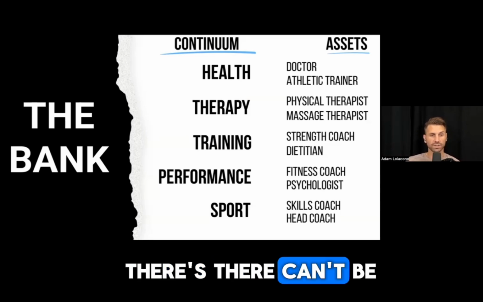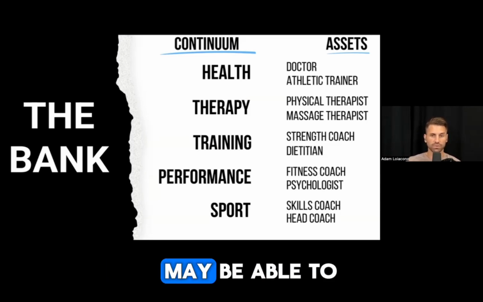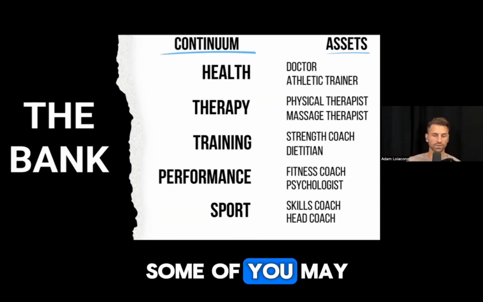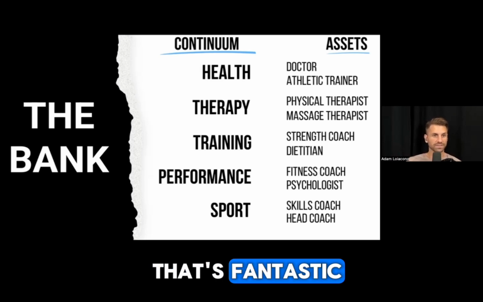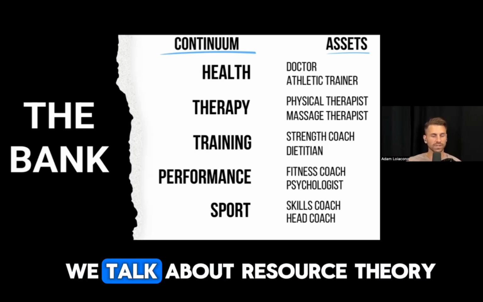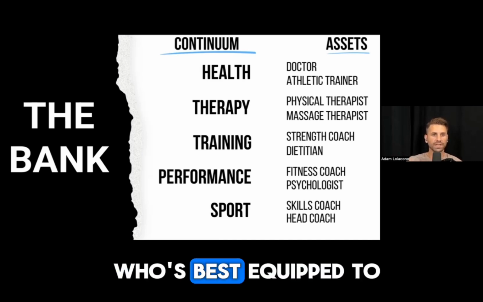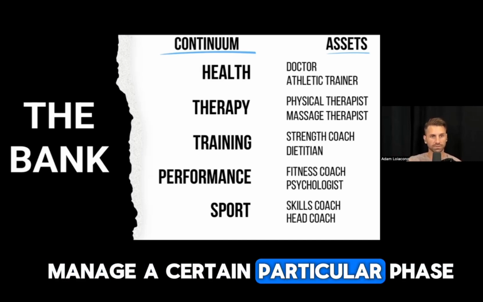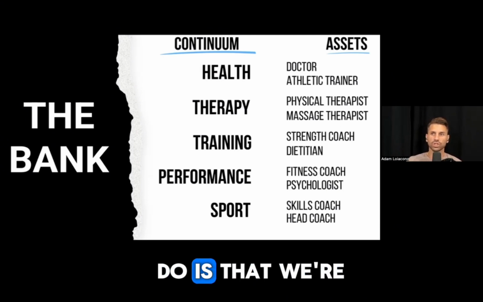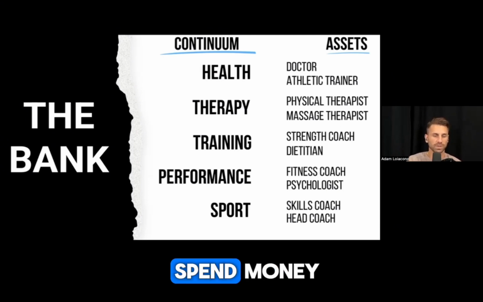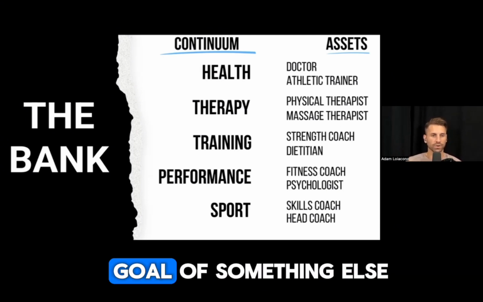Now, I'm not saying there can't be crossover. By all means, some of you may be able to handle the entire continuum. Some of you may be able to handle 3 out of the 5. That's fantastic. It's just understanding, when we talk about resource theory, we talk about disbursement of funds, who's best equipped to manage a certain particular phase. Because what we want to make sure we do is that we're not spending money where we don't need to spend money if it's going to take away from the goal of something else.